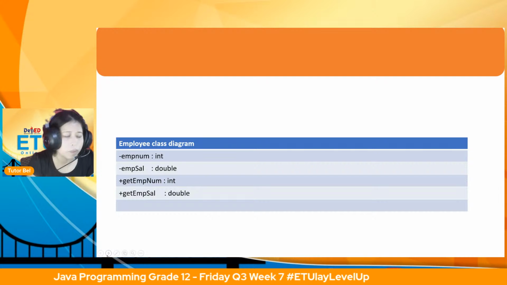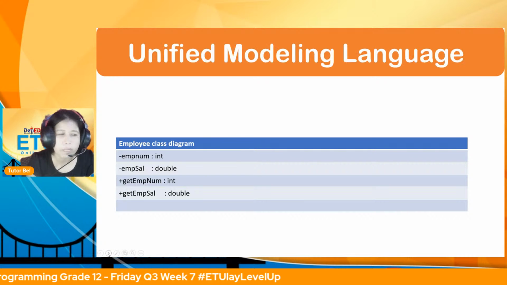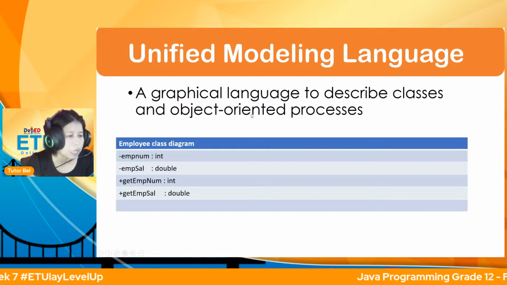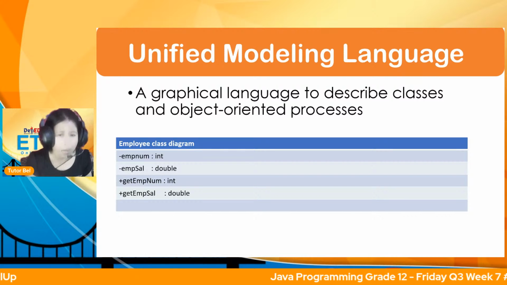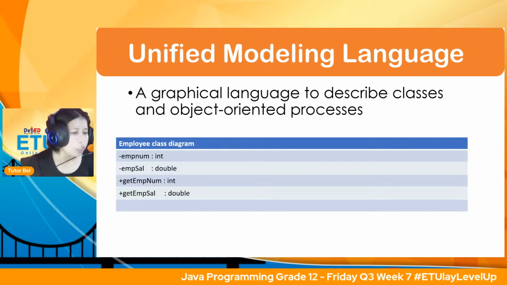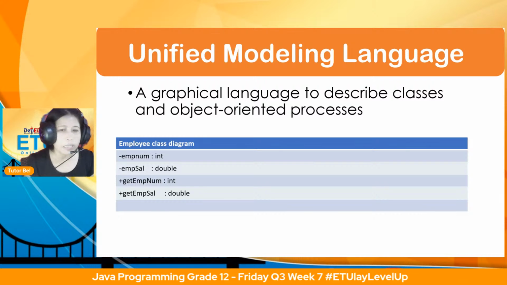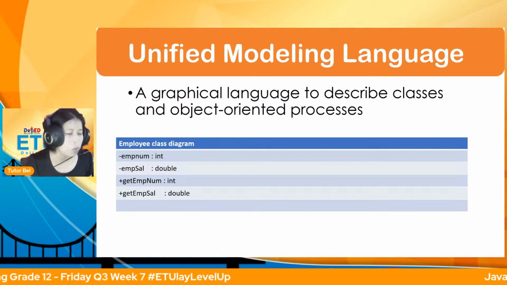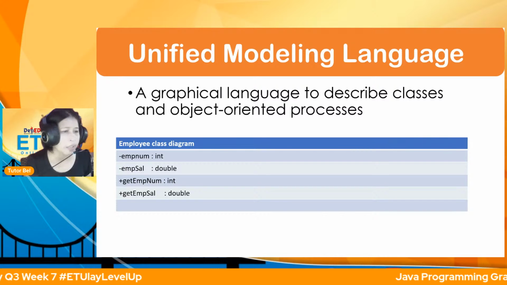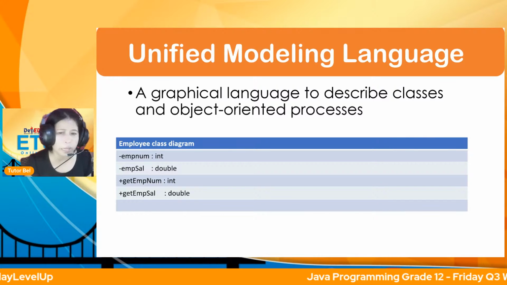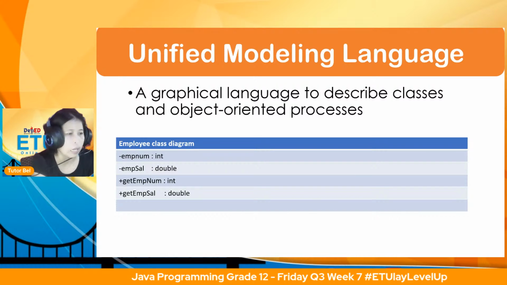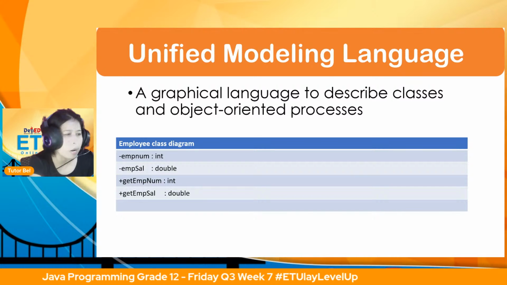Okay. But for Java programming, meron tayong tinatawag na Unified Modeling Language. Para po mas maintindihan ninyo ang concept ng inheritance, let's take a look at yung tinatawag nating UML or the Unified Modeling Language. So ano ba 'yan? For example, yung ating employee na class, ano ba yung mga attributes niyan?